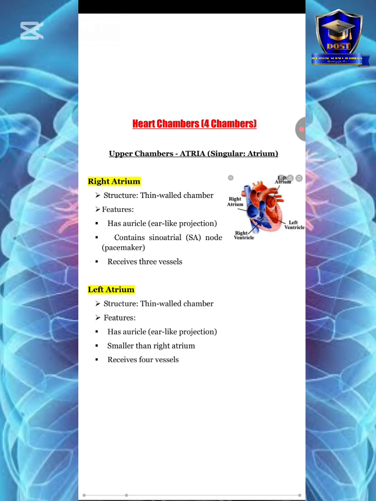Two chambers on the left and two chambers on the right. So we are going to be starting by looking at the two upper chambers. They are called the atria. The singular is atrium, and the plural is atria. We have two atria, one on the left and one on the right.